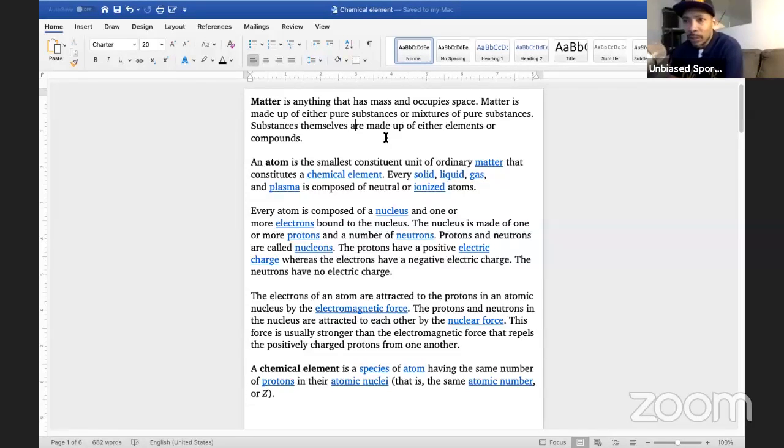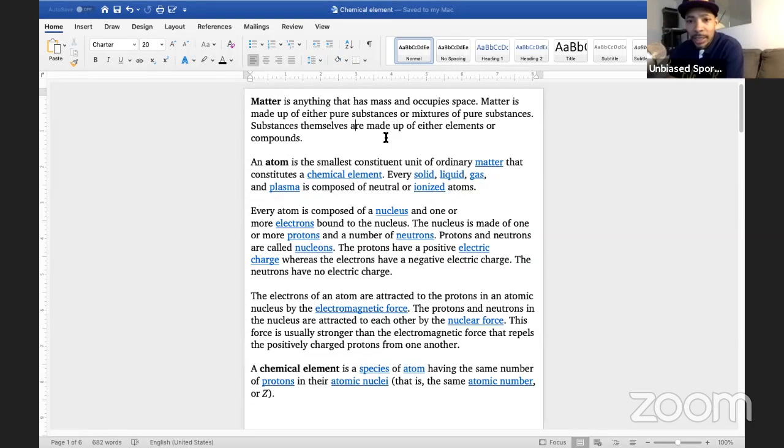Every atom, unless you're dealing with ionic bonding where they start to share or take each other's electrons, we'll deal with that later. Every atom is composed of a nucleus and one or more electrons bound to the nucleus. Hydrogen has a nucleus that contains only one proton, and there is one electron. There are no neutrons in the nucleus of a hydrogen atom.